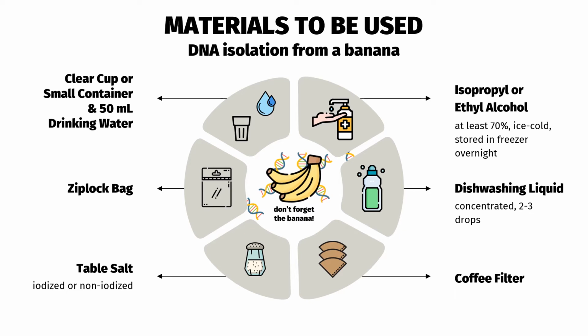Our group isolated DNA from cheek cells, but if you want to isolate DNA from a banana, here are the materials that are needed. A clear cup or a small container, 50 ml of drinking water, 70% isopropyl or ethyl alcohol that's been stored in the freezer overnight so that it's ice cold, concentrated dishwashing liquid, coffee filter, table salt, and a Ziploc bag.